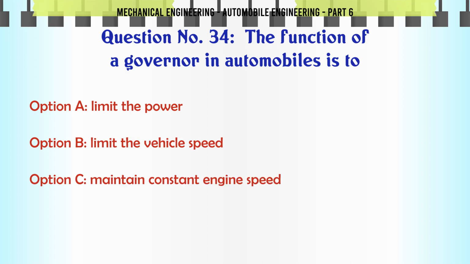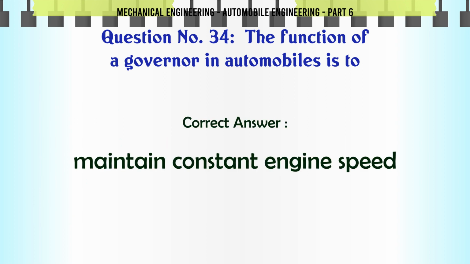The function of a governor in automobiles is to: A. limit the power, B. limit the vehicle speed, C. maintain constant engine speed, D. maximize the fuel economy. The correct answer is maintain constant engine speed.